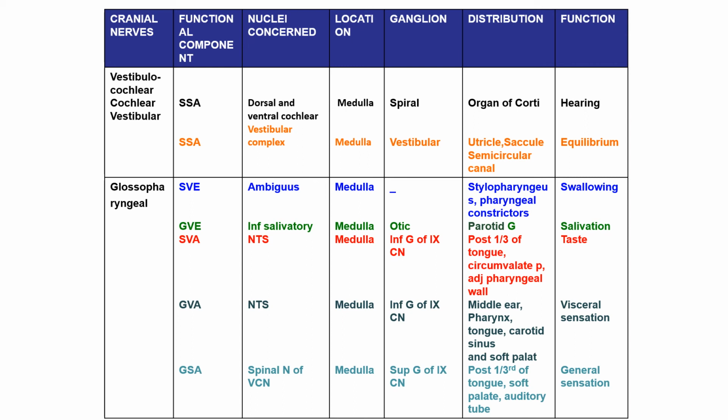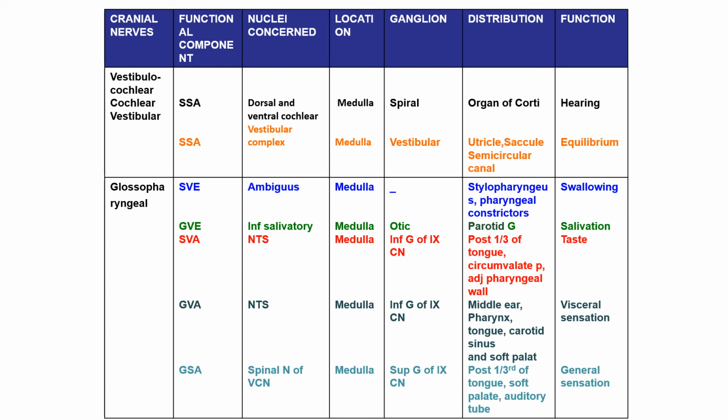The third component of this cranial nerve is the special visceral afferent column. The nucleus concerned with this column is the nucleus of tractus solitarius, which is located in the medulla. The ganglion concerned with this component is the inferior ganglion of the glossopharyngeal nerve. The fibers are distributed to the posterior 1/3 of the tongue, the circumvallate papilla and the adjacent pharyngeal wall. It helps in carrying the taste sensation from these regions.